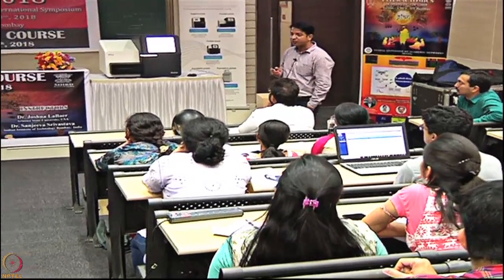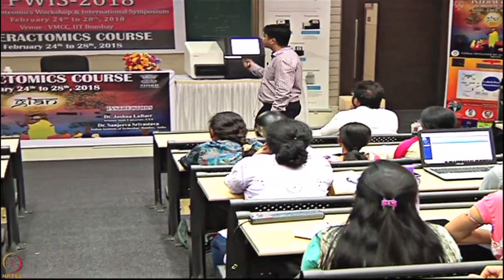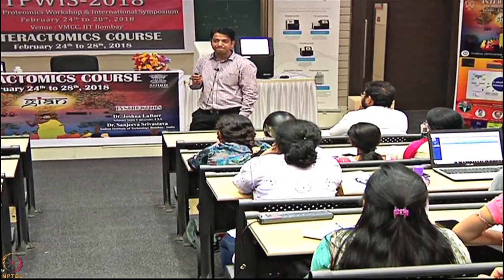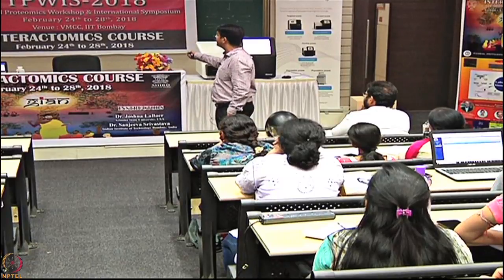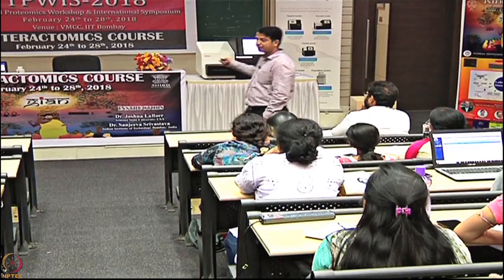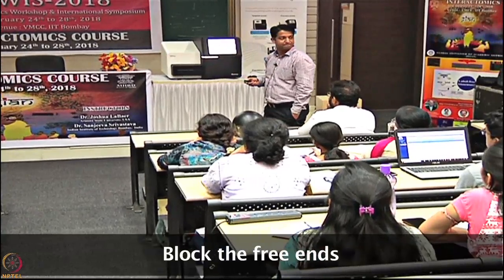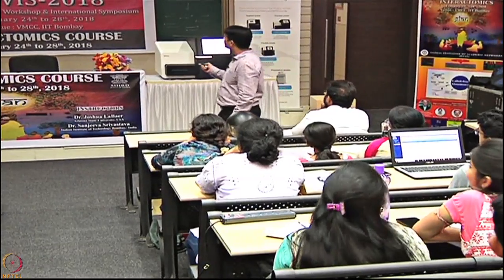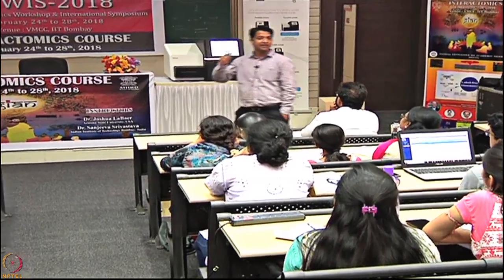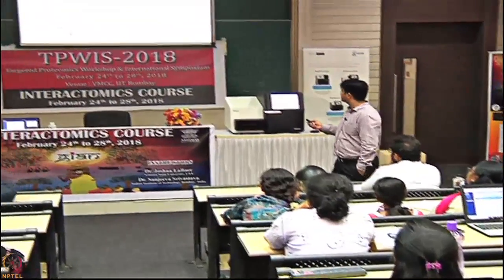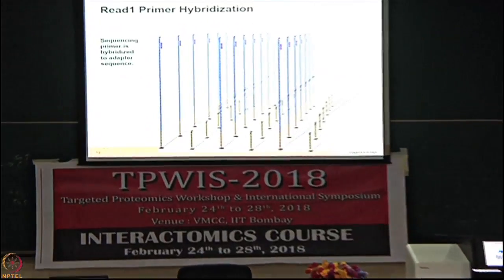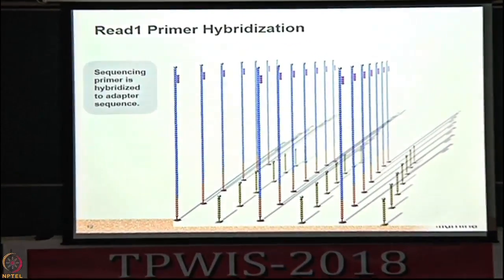All right. So again there is a question. What should I do to prevent, again, if I don't do one step, what is going to happen? Again it will flip and bind to this surface. What should I do to prevent it from binding to this primer again? Good. So what I'll do next is I'll block all the free ends so that it won't flip. Okay, now cluster generation is over. Now you are set to go for sequencing.